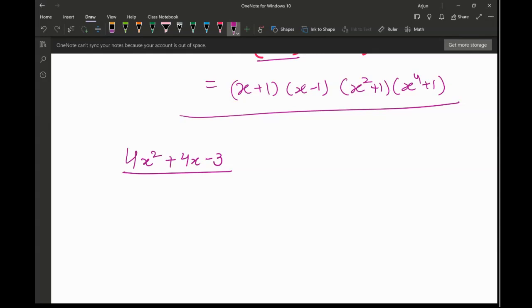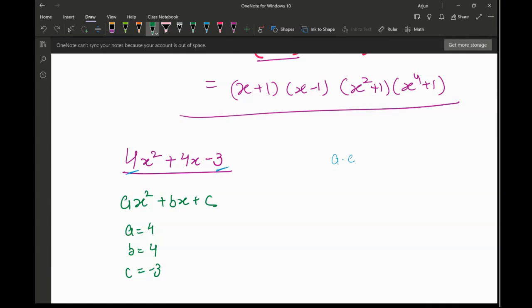Now to find the factors of a given trinomial, the first thing you have to do is multiply a times c. So first of all, what is a and c? The given quadratic equation looks like ax square plus bx plus c. And then what is a, b, c in this one? A value is 4, b value is 4, c value is minus 3. So these three things we have.